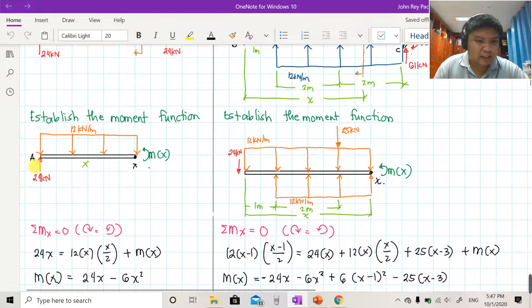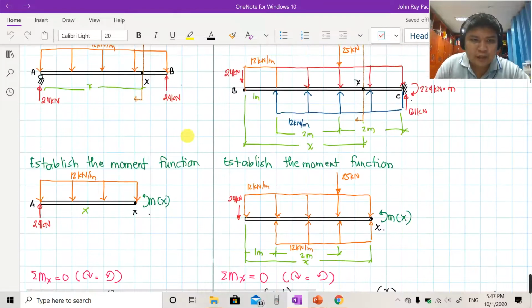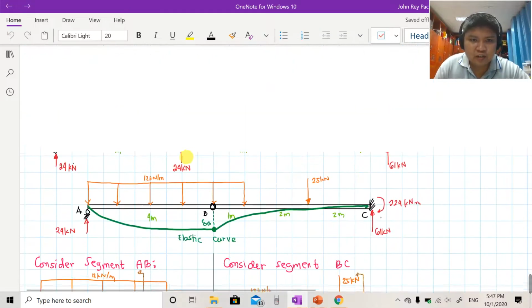So here, it's easy. Summation of moment at x equals 0. Clockwise moment equals counterclockwise moment. So 24 times x equals 12x times x over 2 plus moment at x. So the moment function at x equals 24x minus 6x squared. On the right, it's the same. By the way, I already placed the reactions, no?